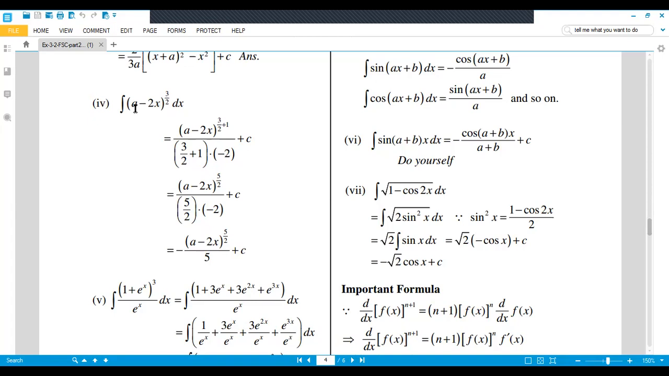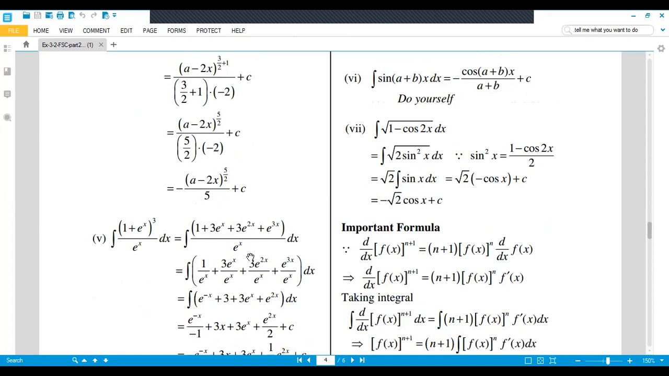A is constant, so its derivative is 0, and the derivative of minus 2x is minus 2. So we divide by minus 2 here, and c is the constant of integration. So you know that 3 over 2 plus 1 is 5 over 2, and here this is 5 over 2 into minus 2. So 2 and this 2 cancel with each other. So we get the minus sign outside, (a minus 2x) power 5 over 2 divided by 5, plus c. Very easy. I hope you will understand it. Now come to the next part.